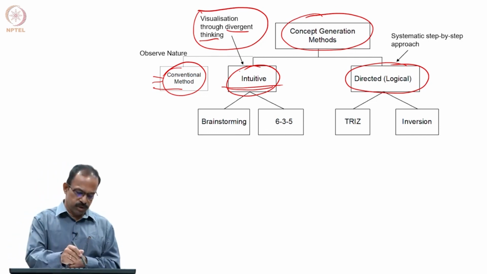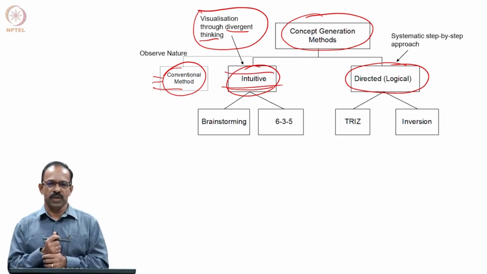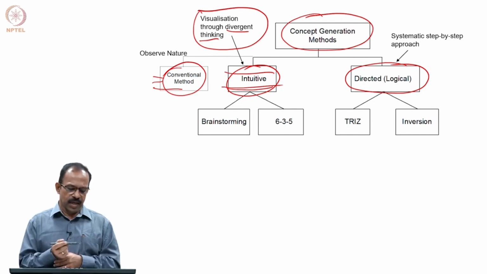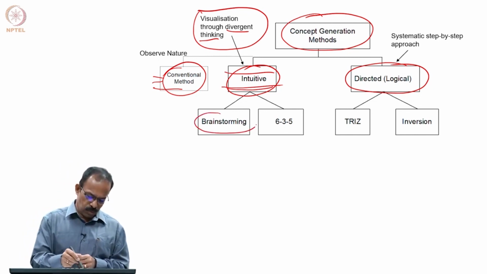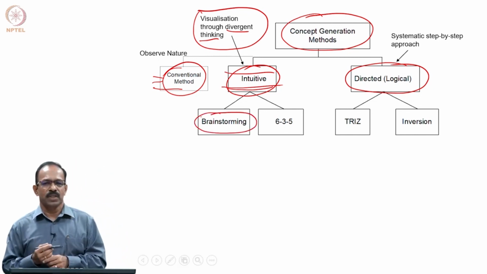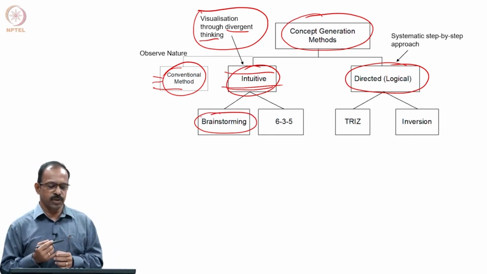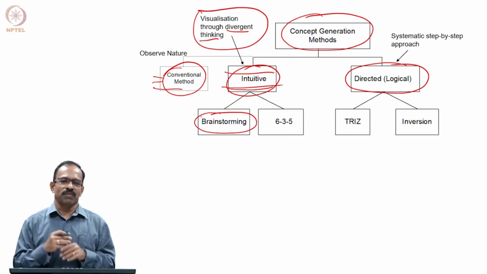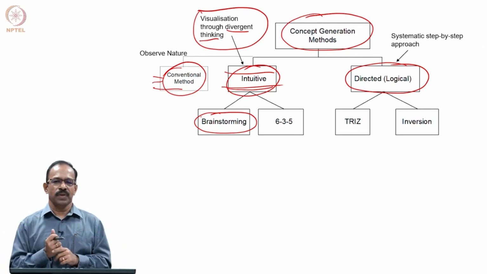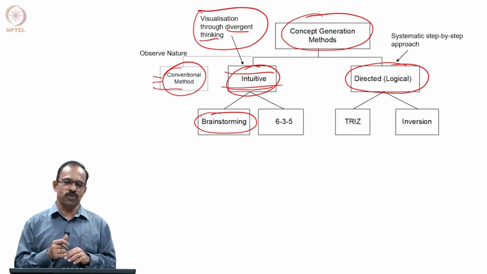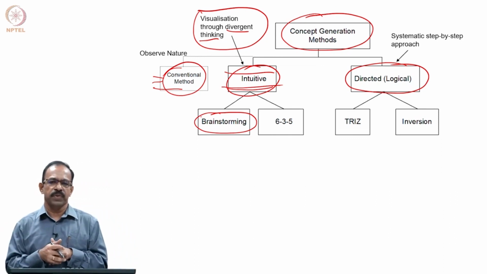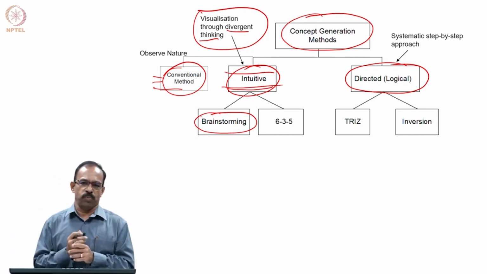That is the intuitive method of problem solving. And there are different methods again in this category. You can see brainstorming is one of the most commonly used methods in intuitive problem solving. It is not only for product design. Whenever you have a problem to be solved and you do not know what kind of solution can be arrived at, you want to have a creative and innovative solution, then we go for brainstorming.